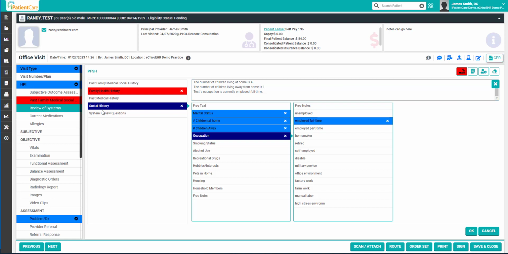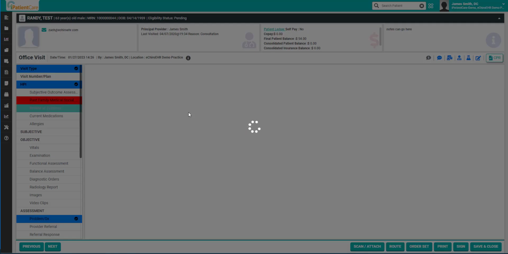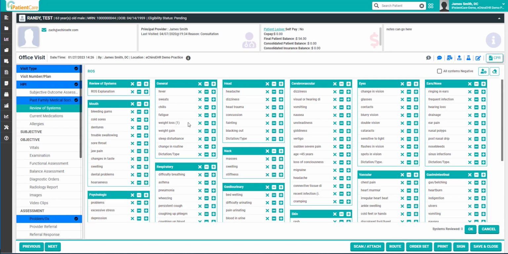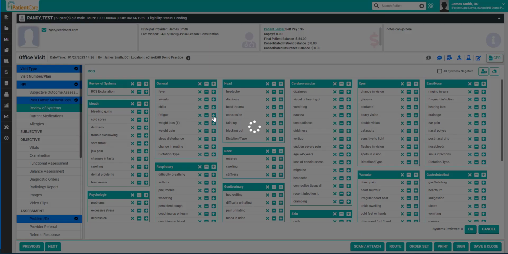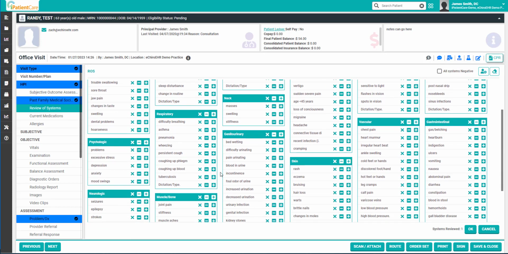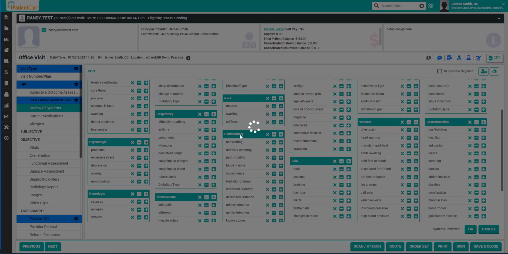then we move on to the review of systems. And the review of systems is taken from the patient on an intake. And this is where you can simply select, by just clicking the plus sign, what the patient has recognized and provided you as feedback on the review of systems form.